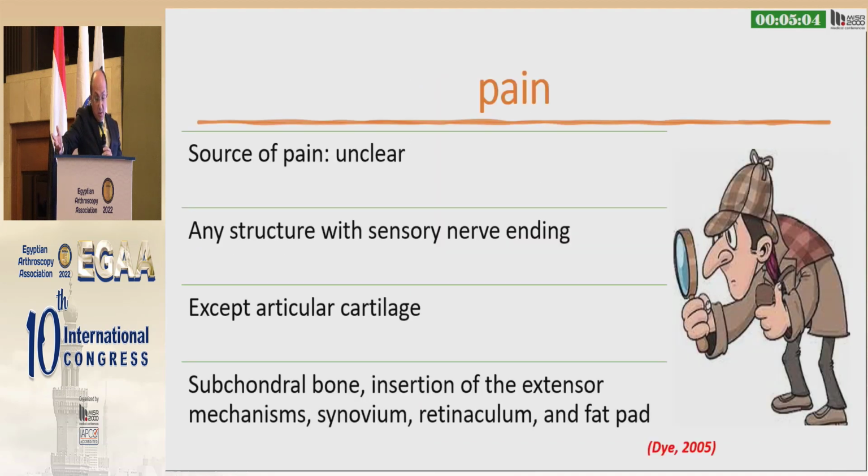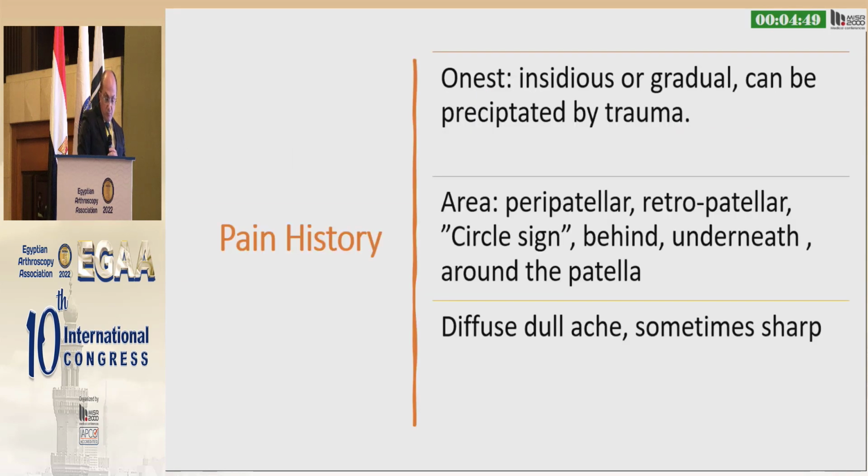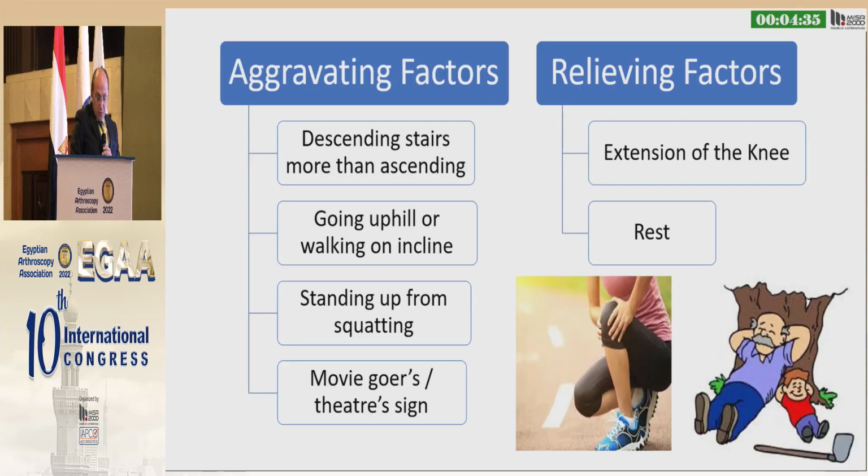The source of the pain is not clear, but it usually arises from the sensory structures associated with sensory nerve endings, such as the subchondral bone, insertion of the extensor mechanism, synovium, retinaculum, and fat pad. The onset of the pain is insidious, gradual, and can be precipitated by trauma. The area affected is pre-patellar, retropatellar, and behind, underneath, and around the patella. The pain is a diffuse, dull ache, sometimes becoming sharp.